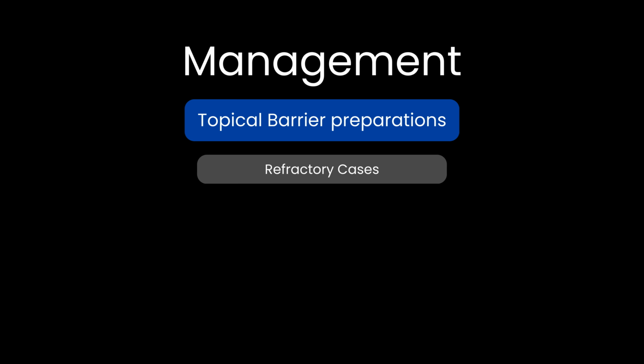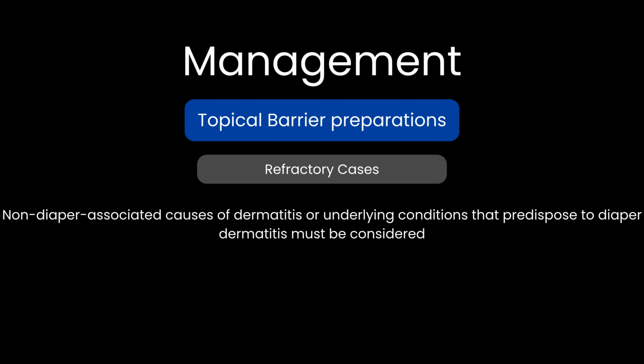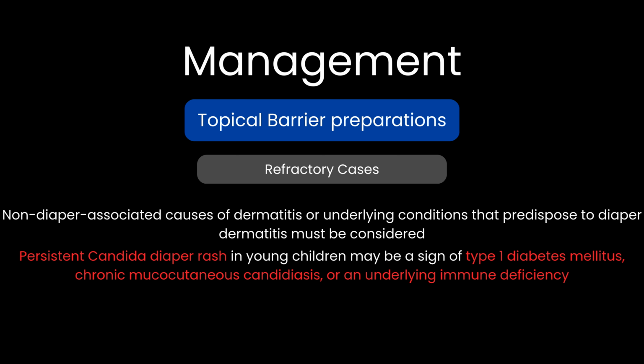In children with recalcitrant diaper rash that does not resolve with standard treatment, non-diaper associated causes of dermatitis or underlying conditions that predispose to diaper dermatitis must be considered. Additional laboratory testing or a skin biopsy may be required for precise diagnosis. Persistent Candida diaper rash in a young child may be a sign of type 1 diabetes mellitus, chronic mucocutaneous candidiasis, or an underlying immune deficiency.